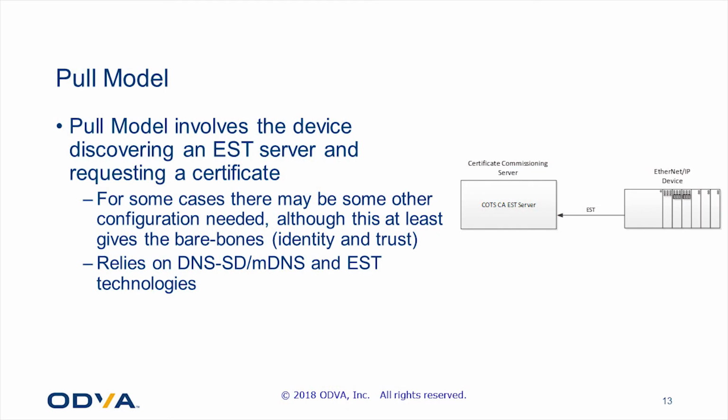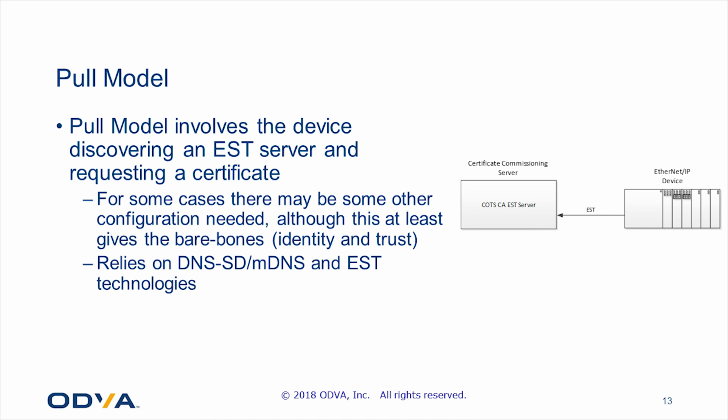The other one is the pull model. Earlier today, there was some talk about autonomic networking and things like that. This is sort of in a similar vein. This is an automatic way for a device, without any prior configuration, to wake up, discover where it could get a certificate from, request that certificate, and then be granted that certificate.